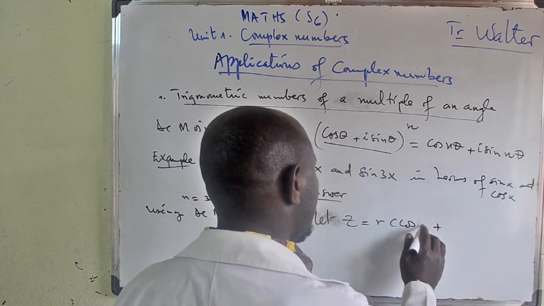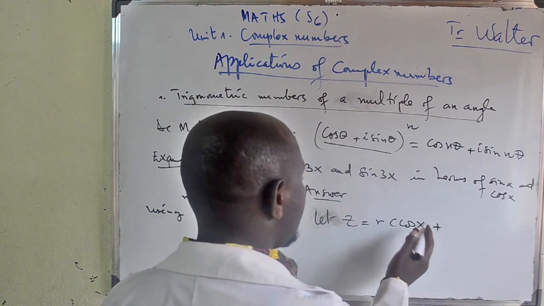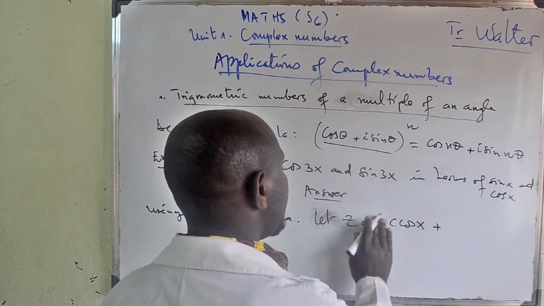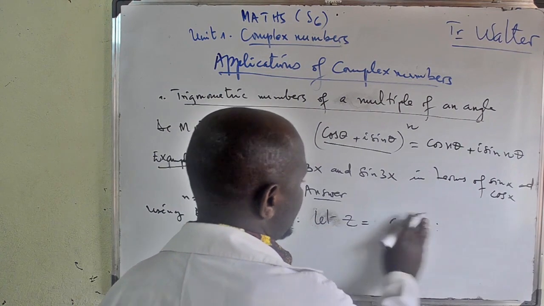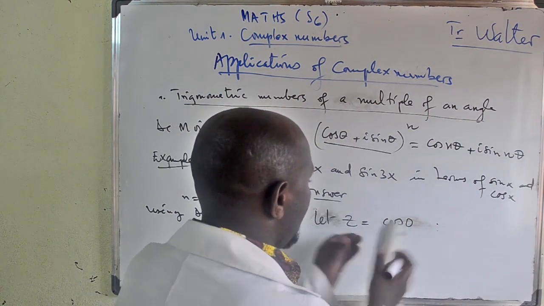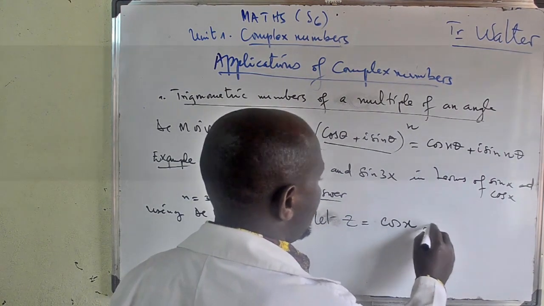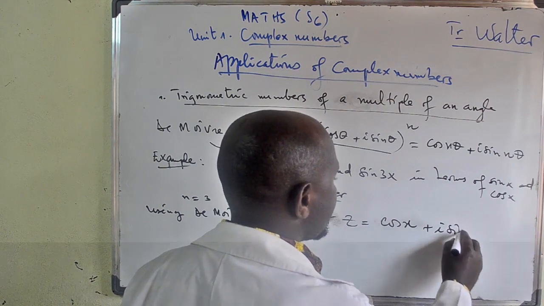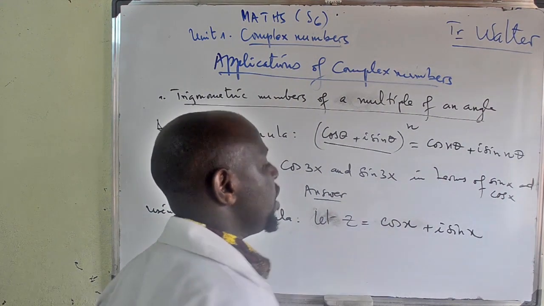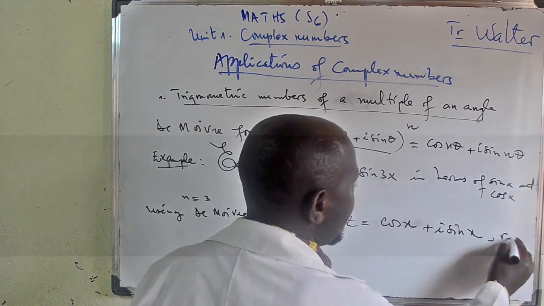Now it will be cos x, but this r also, it's better not to write it, but r is 1. We shall just let it like this. Better we write cos theta, sorry. So it is cos x plus i sine x. We shall let z be like this. It means r equals 1.